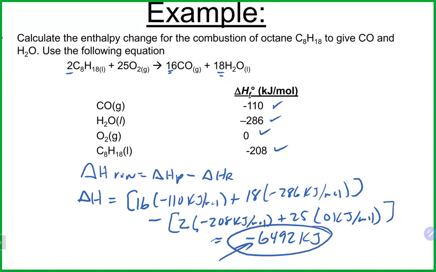Once again, here, the negative sign that we get for our energy tells us this is an exothermic reaction, which is a combustion reaction. It does make sense. And energy is overall given off in this reaction. Any questions on how to calculate delta H?